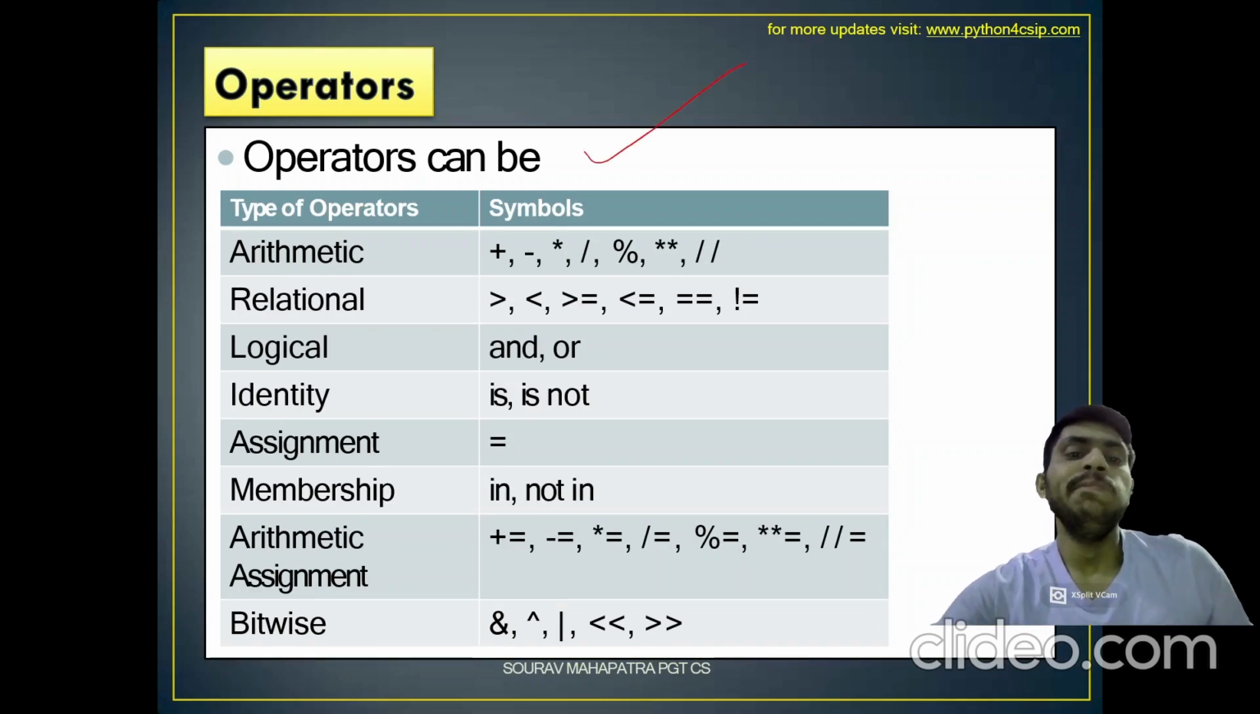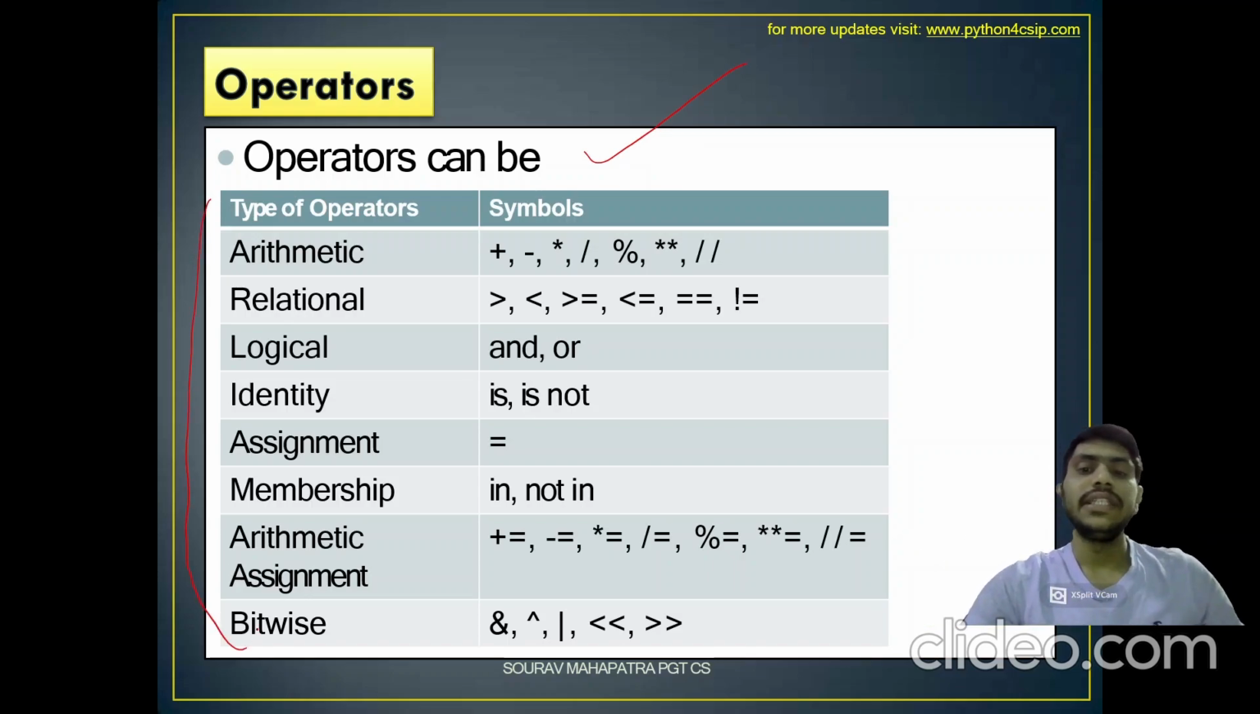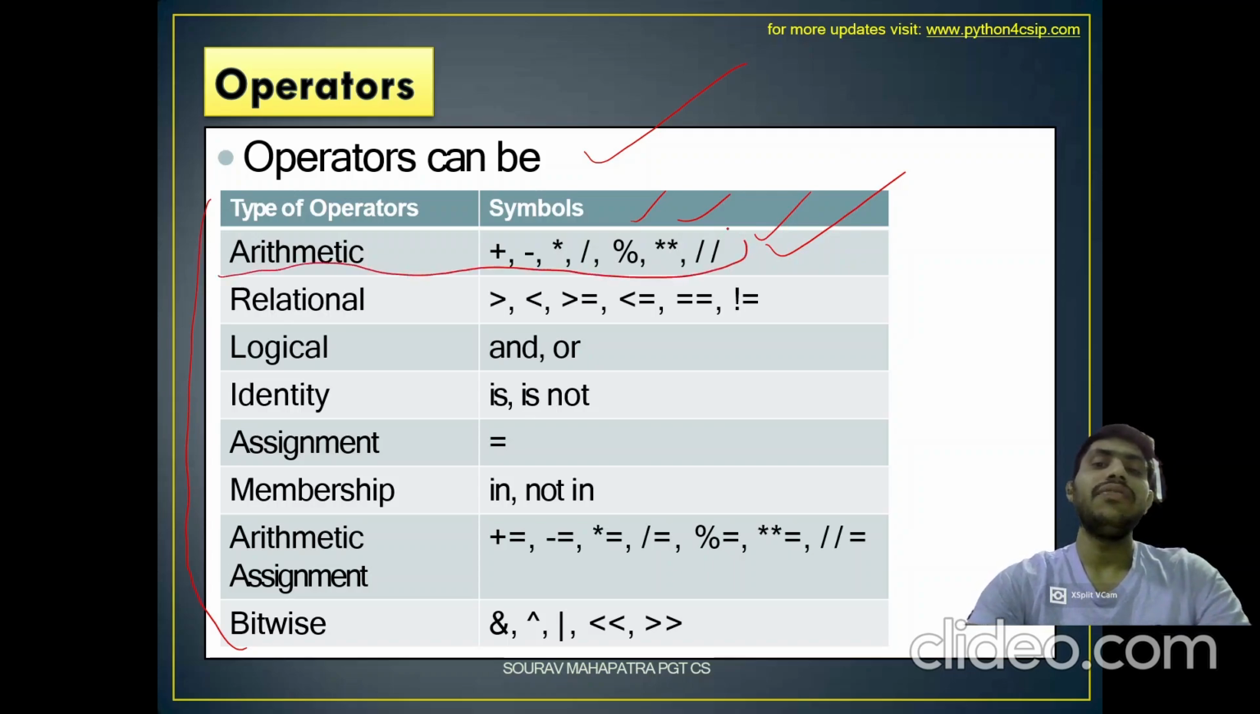These are the different types of operators you will get. The first one is the arithmetic operator. As you know, the arithmetic operator is used for different calculation purposes: addition, subtraction, multiplication, division, modulus, exponent, floor division. These are the different arithmetic operators for doing mathematical calculation.